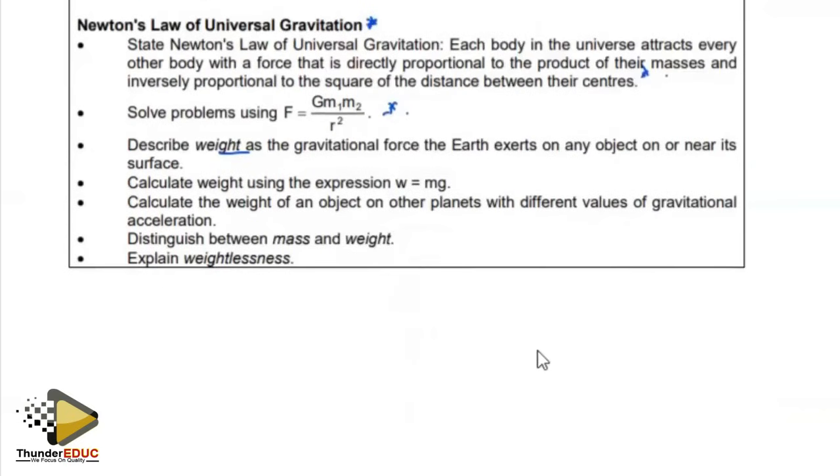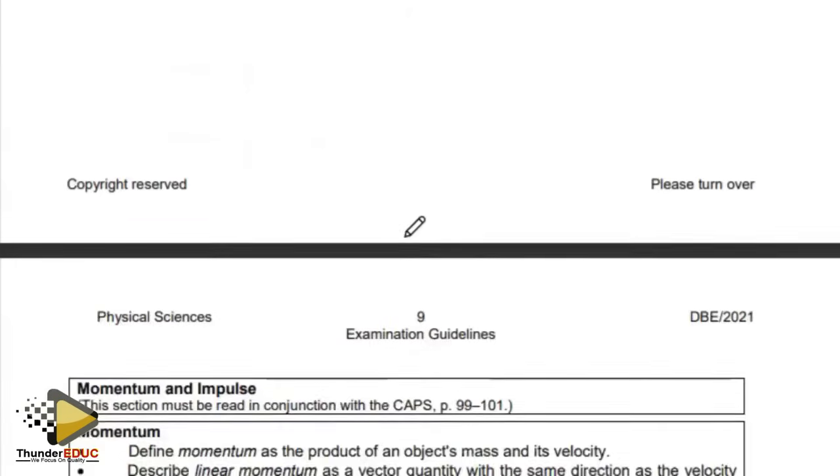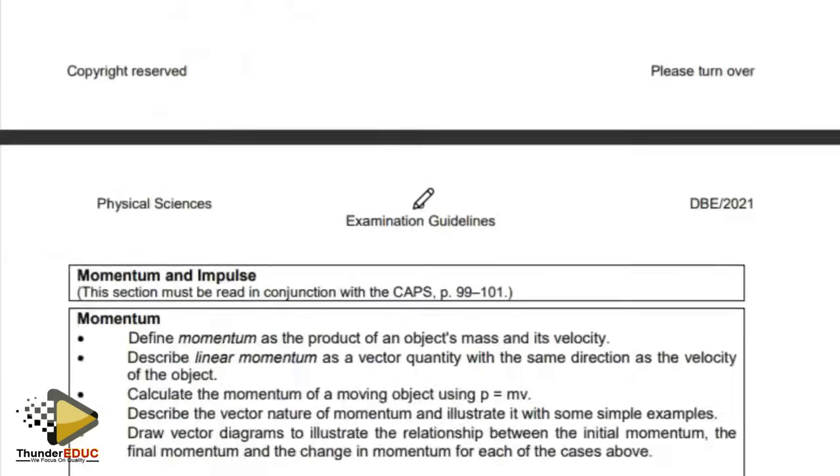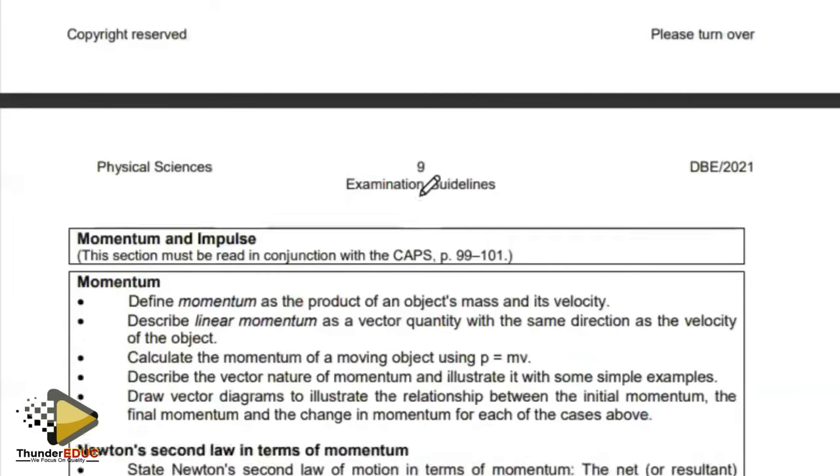Distinguish between weight and mass. This is also something that is always an issue with people. So remember, mass is basically the measure of the matter within an object, and weight is just the product of mass and the gravitational field strength. Then explain weightlessness. That is more like a feeling, weightlessness, like an object does not have a normal force. We shall go into detail if we come across a question of that sort.